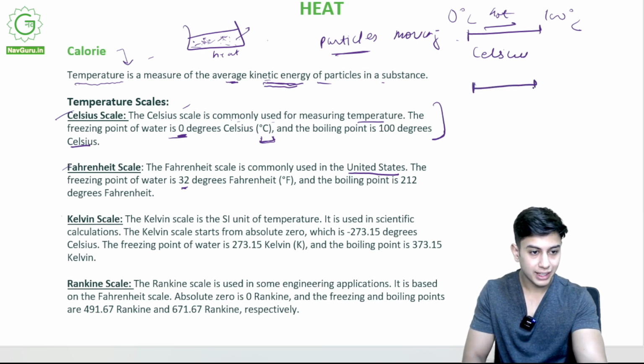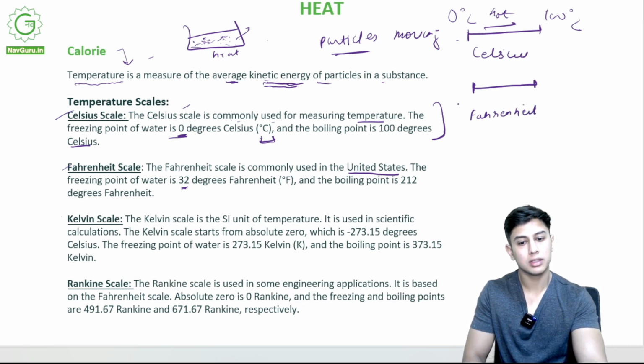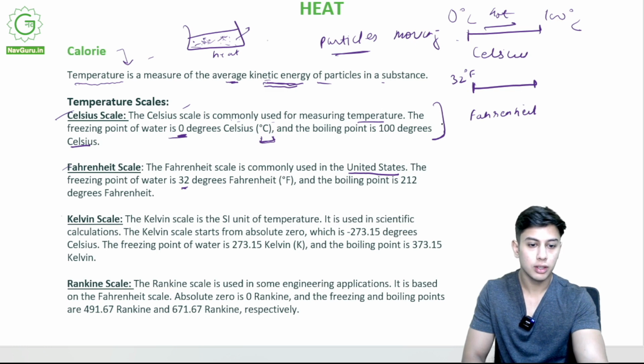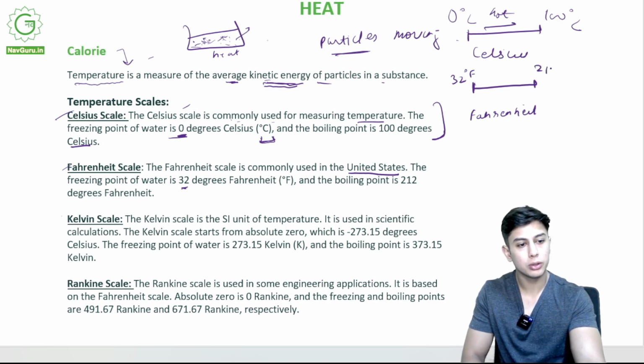Now we come to Fahrenheit. He says, for me, the freezing point of water will be 32 degrees Fahrenheit, degree F. And for me, boiling would be 212 degrees Fahrenheit. This is used in the USA. In India, we use this.